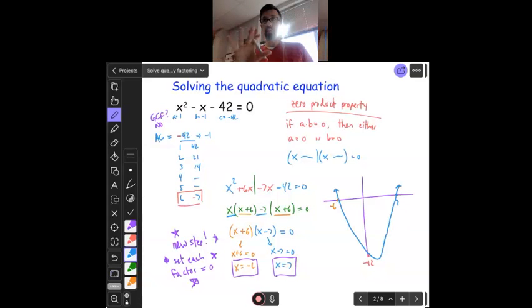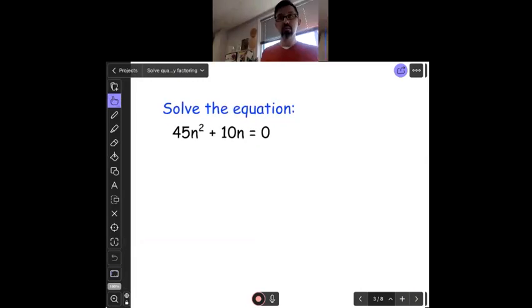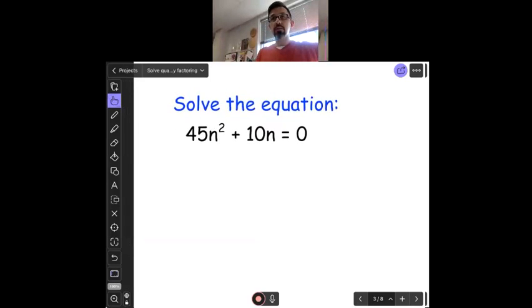Is there anything particular you want me to highlight or go back over before I go on to the next problem? Clover, how you doing? Lucas, how you doing? Hope, how you doing? Okay. All right. Let's solve this equation.